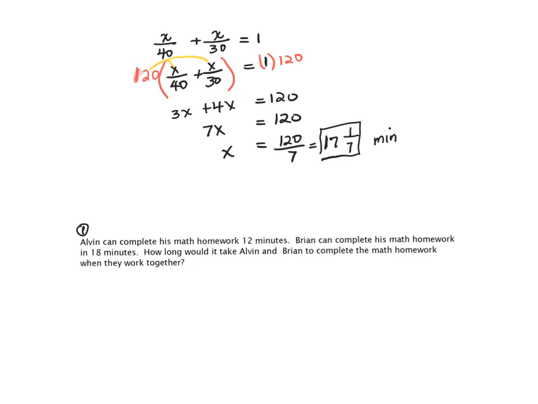So in these problems, it's always a good idea to organize the information. So we have Alvin and we have Brian. And let's write down the formula on top of the chart. Rate times time is equal to the part of the work done.